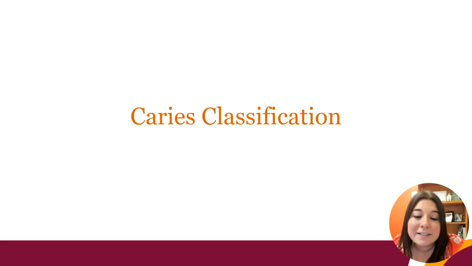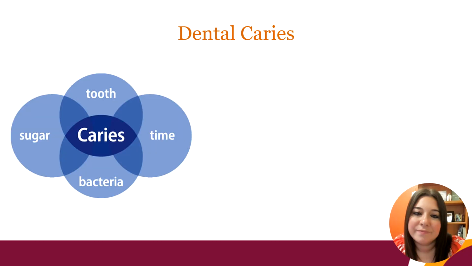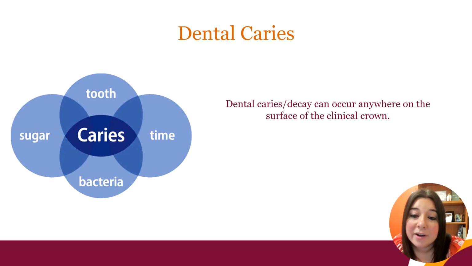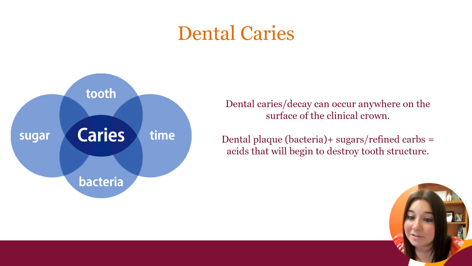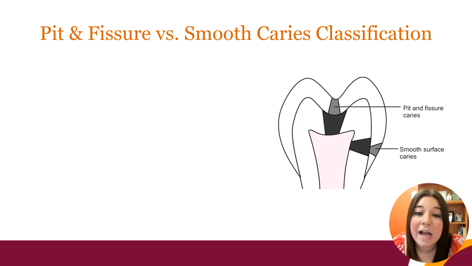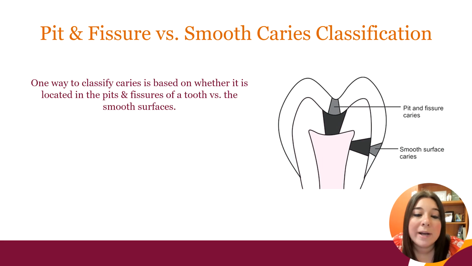So next we're going to be discussing caries classifications. Dental caries, which is also known as decay, can occur anywhere on the surface of the clinical crown of a tooth. Dental plaque, which is essentially bacteria, and sugars from refined carbs form acids that then begin to destroy tooth structure. There are different kinds of caries. There can be pit and fissure caries or also smooth surface caries. So one way to classify caries is, again, based on these two different ways, pits and fissures or smooth.